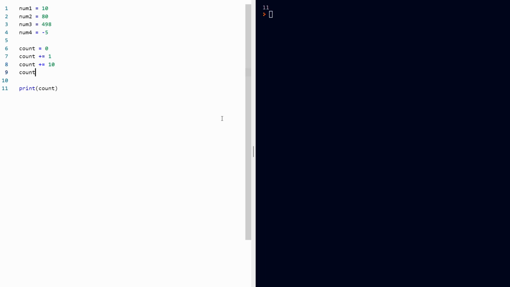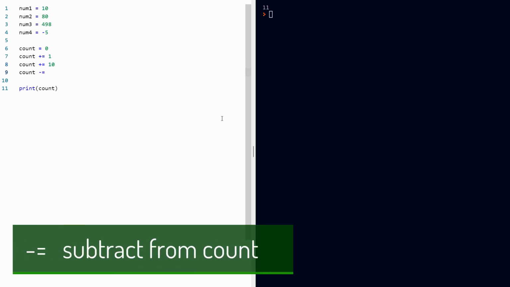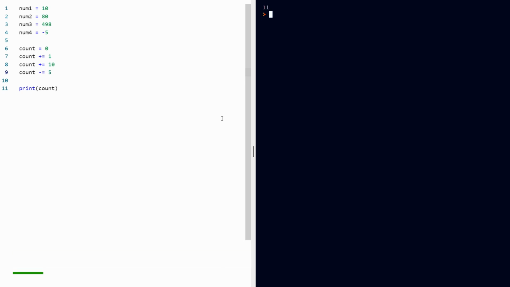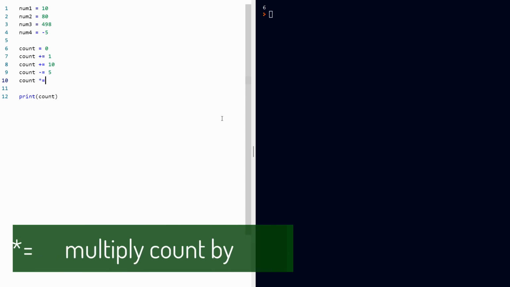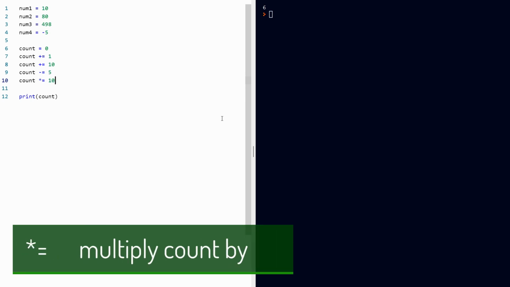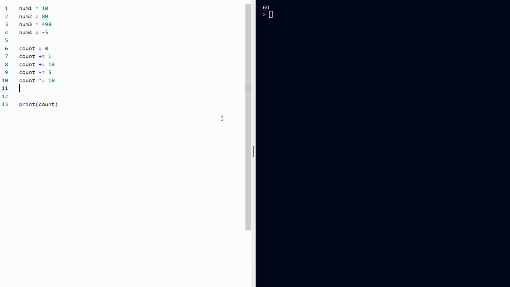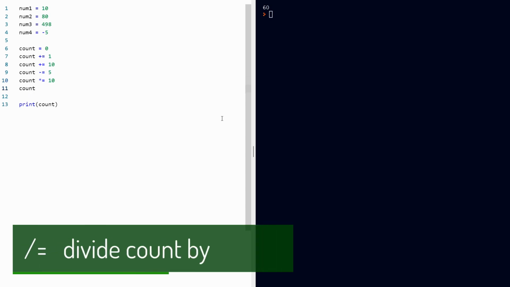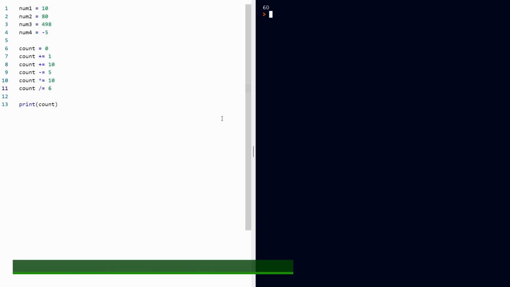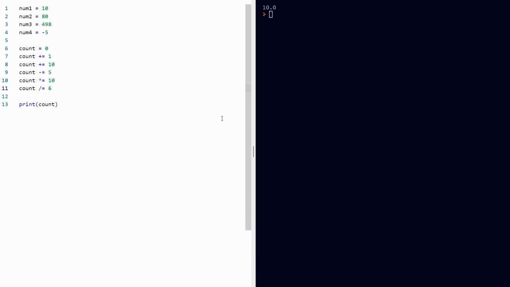Now we can also do count minus equals, which does exactly what you'd expect. Let's put 5, run it again, and now you can see that count is 6. We can also do this technique using multiply. So if I say count times equals 10, it's currently 6, remember, so now it's 60. And yes, we can also do count divide equals. So let's put 6, run it again, and now we can see that count is 10.